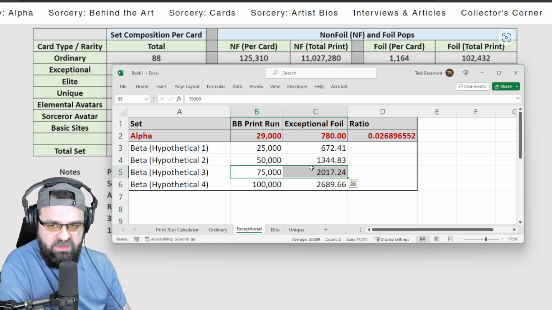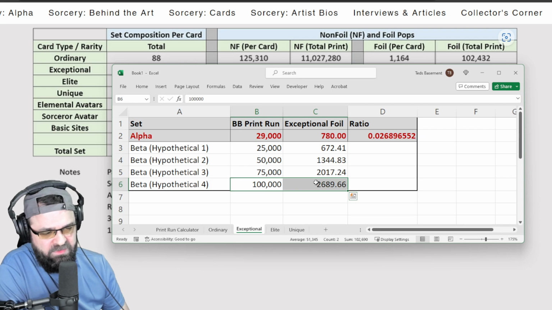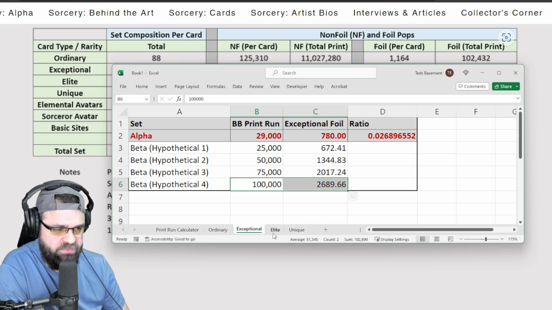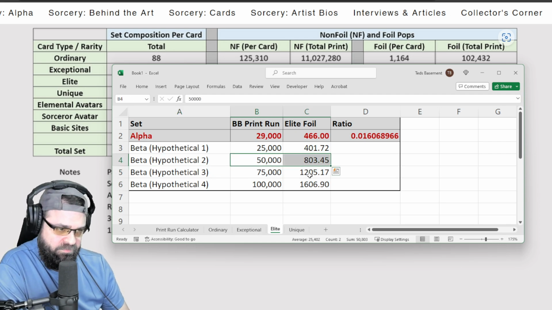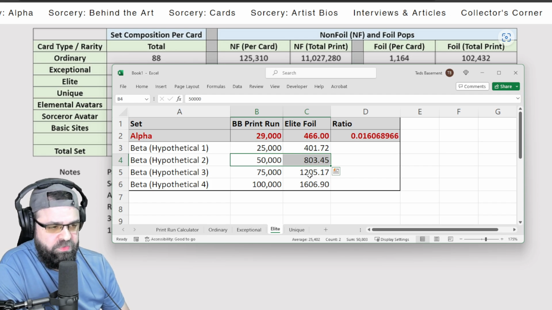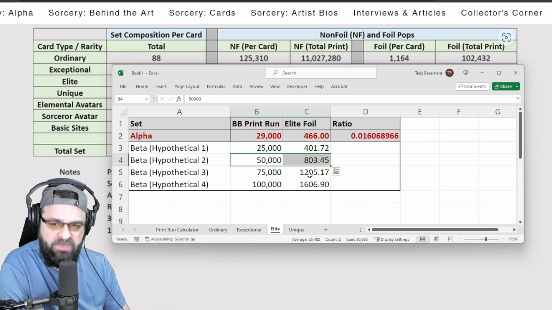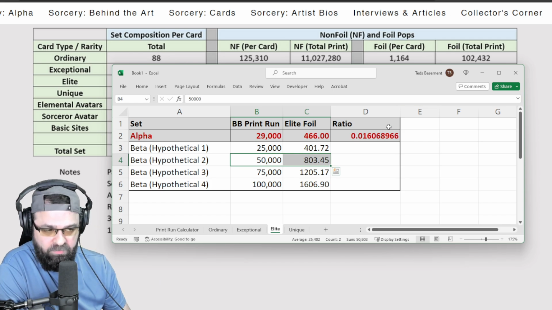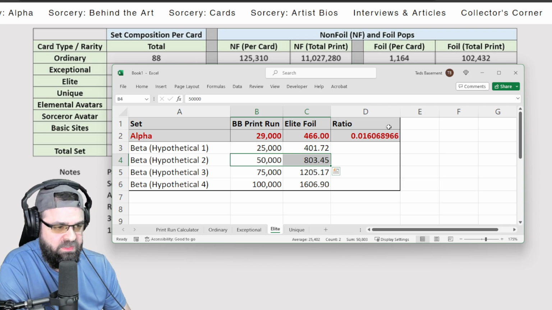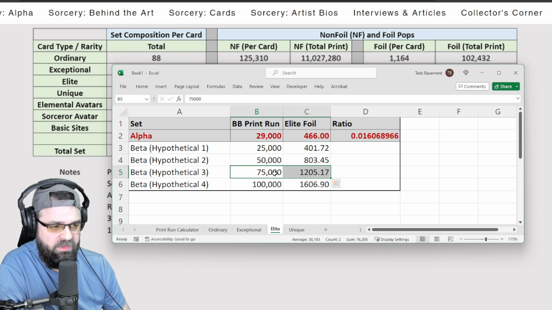At a 75,000 booster box print run, you're going to have potentially 2,000 exceptional foils. And at 100,000, you're about 2,700 exceptional foils. Okay, elites. Elites are substantially more rare. So you do get to a place where at a 50,000 booster box print run, you're under 1,000 cards. So your elites are more rare than a Magic Alpha Rare card. Again, we get back to that concept. And at a 75,000 booster box print run, they're at 1,200, which is pretty close. It's on par with Alpha Magic Rares.